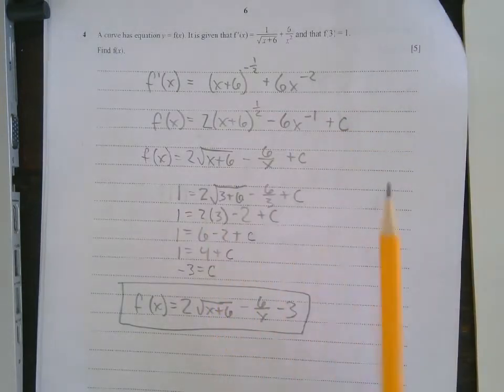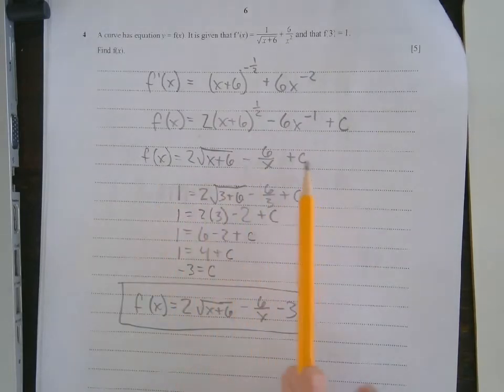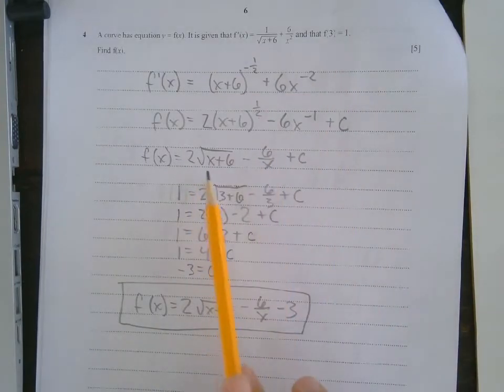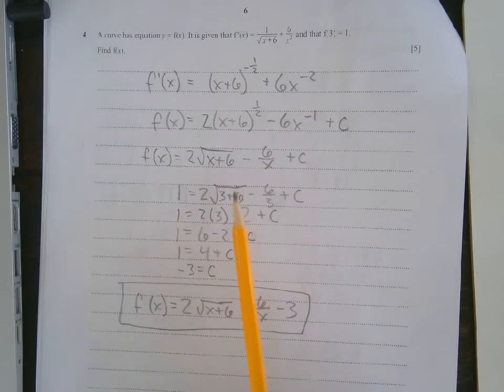The way we figure out what that is is to go to this, and we know that f of 3 equals 1. So we plug in 3 for x, and we plug in 1 for f of x, and then we just solve it down for what my constant is, and that tells me that this was my equation.